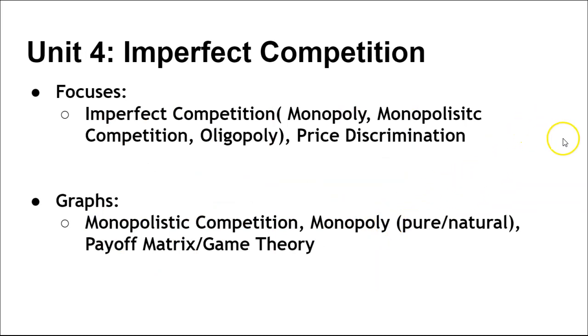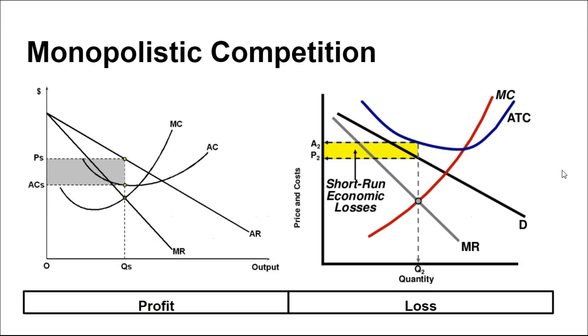Next, unit 4, imperfect competition. It focuses on monopoly, monopolistic competition, price discrimination, all the fun things. So here we have monopolistic competition or monopoly. They actually look like the same graph. Here it is at a profit. Here it is at a loss. So that's one misunderstanding: they can produce at a loss. It's less likely, but it's definitely possible.